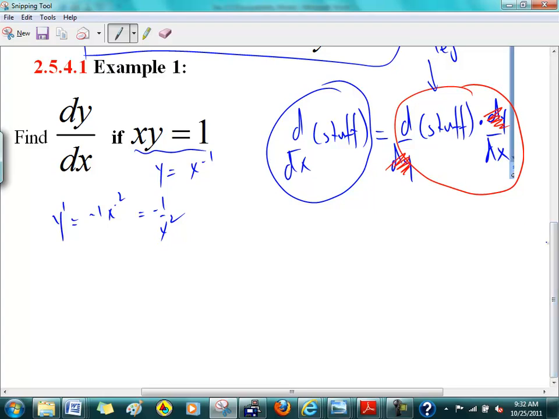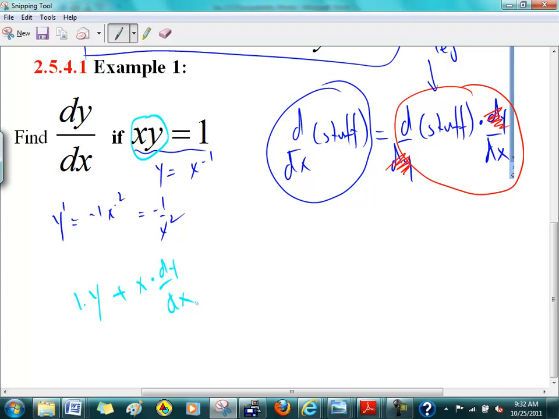Okay? Now I'm going to use this implicit differentiation rule. So let me change colors here. Does everybody see that this is a product? X times y. It's a product. So I'm going to use the product rule. To do the product rule, I'm going to keep y constant and differentiate x. What do I get? Y. Then I'm going to keep x constant and differentiate y. Remember, you're differentiating with respect to x. So it becomes dy by dx.